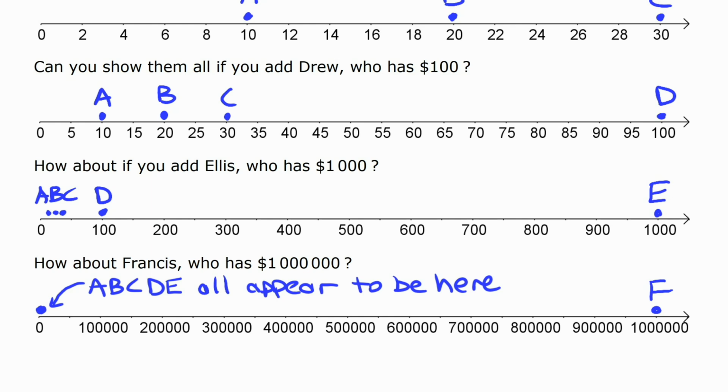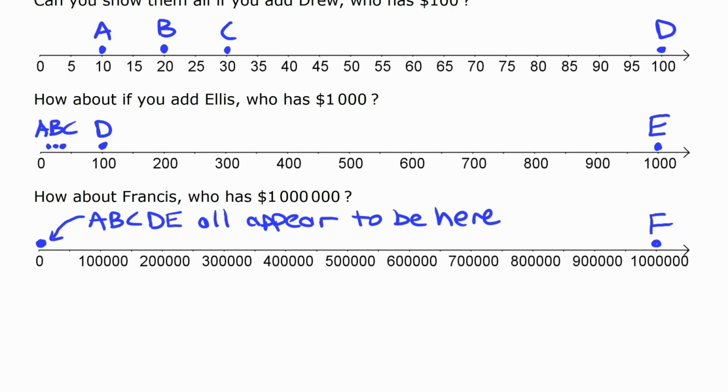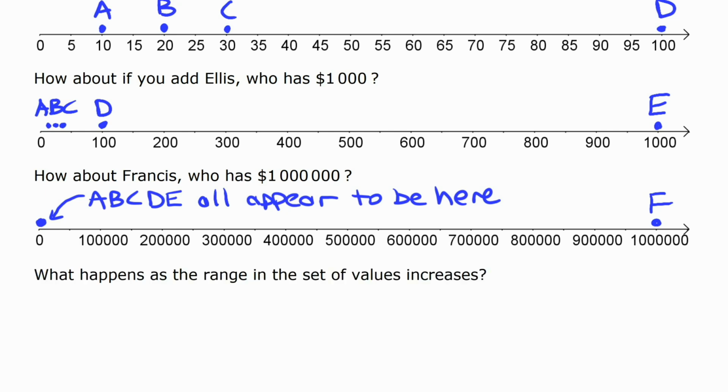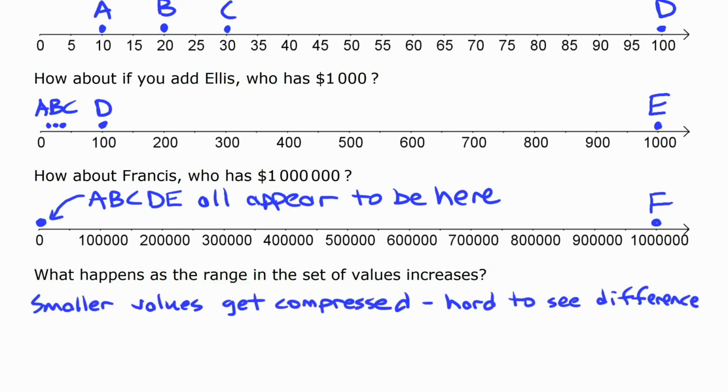So this is an important thing to recognize here. And this is really the reason why people use logarithmic scales: as the range in the values increases, the smaller values get all compressed together and it's hard to see the difference.